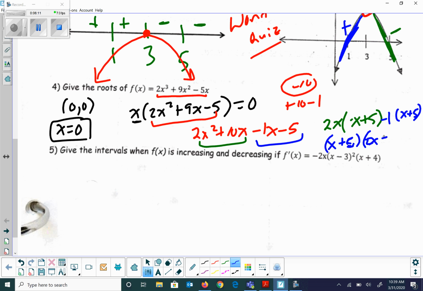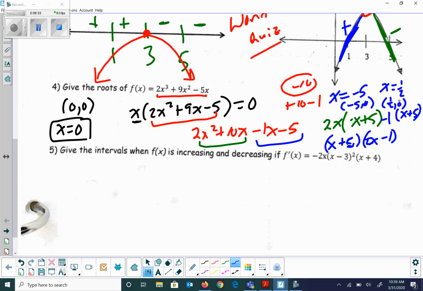If I set each of those equal to 0, I'm going to get x is equal to negative 5. So negative 5, 0 is the point. And then the other one, if I add 1 and divide by 2, I'm going to get x equals 1/2. So that means I get 1/2 comma 0 as well. And so those are our roots.